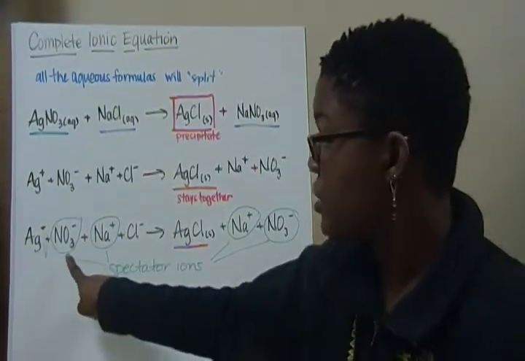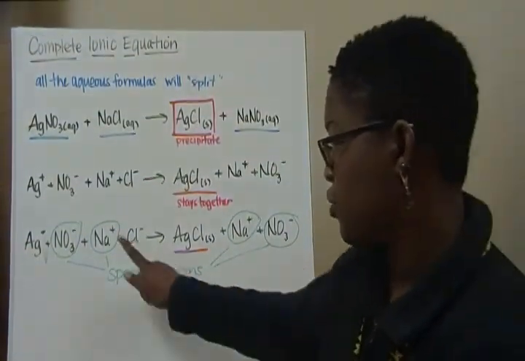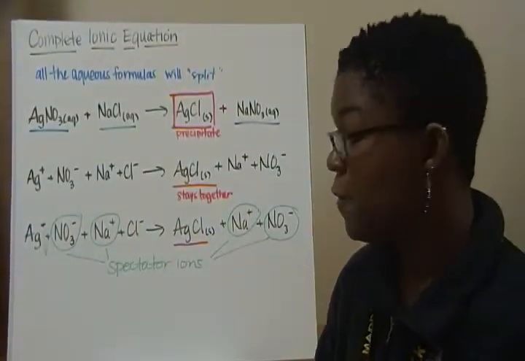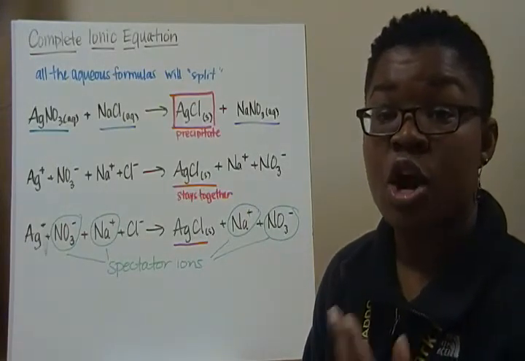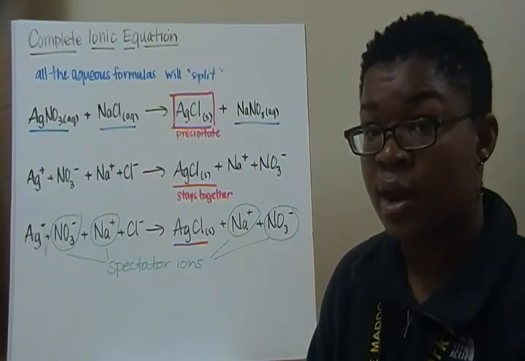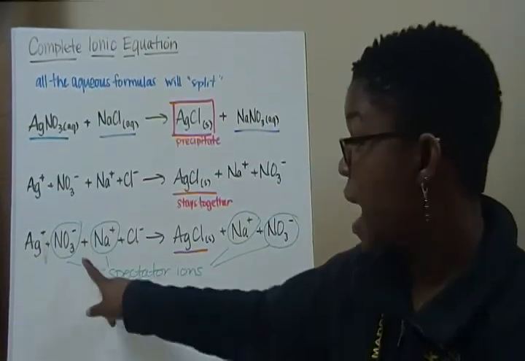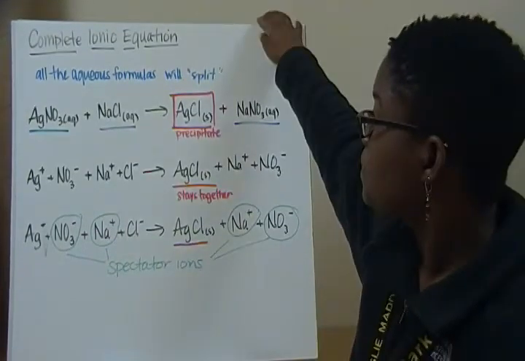So these guys are the same on both sides. You have NO3 over here, you have NO3 over here, you have Na over here, you have Na over here. So they started in the reaction as reactants and they're also products. We would consider that to be a spectator ion. I've circled those for you in green.